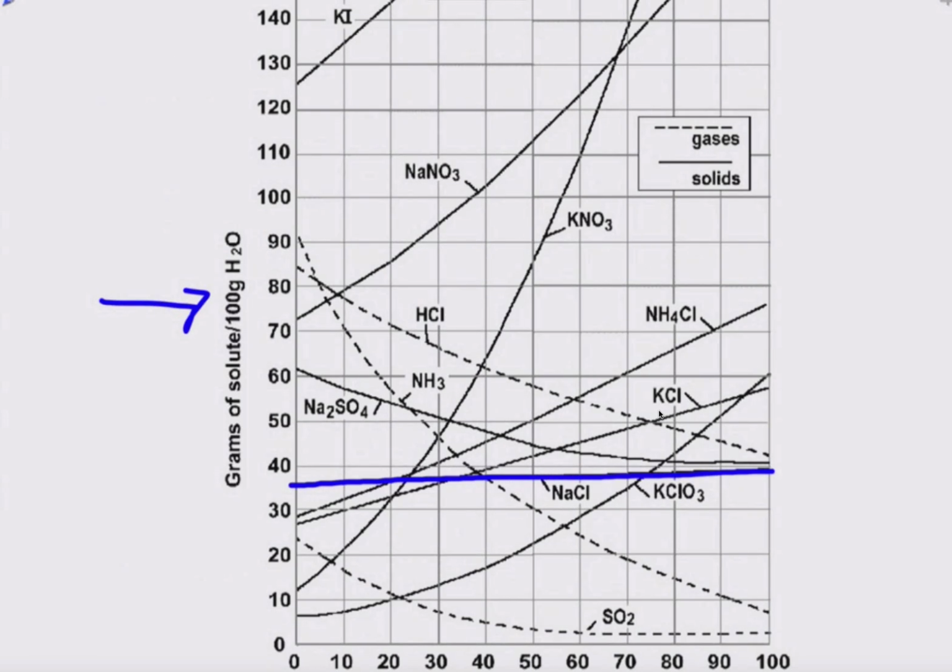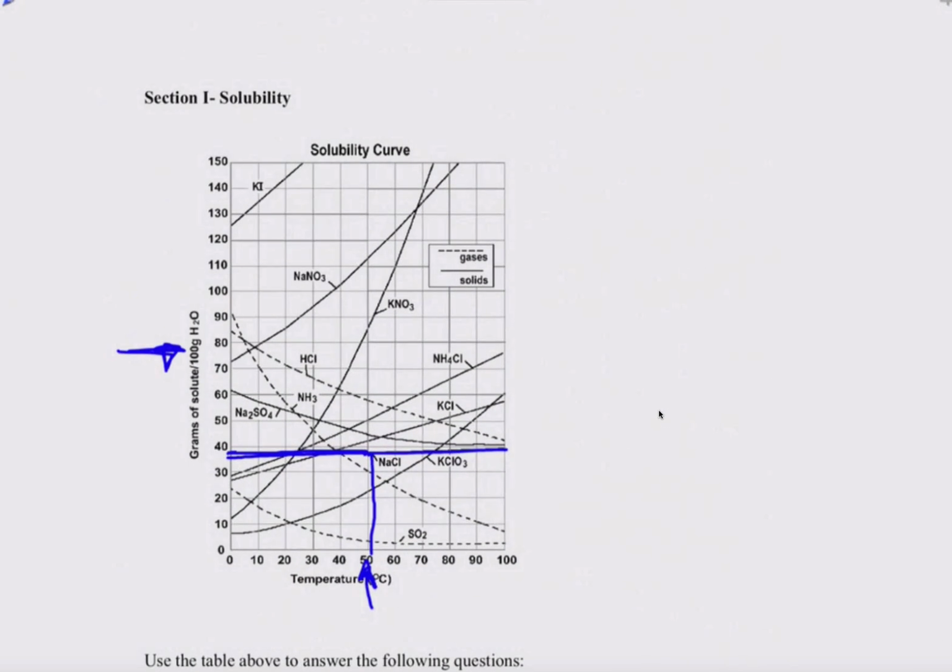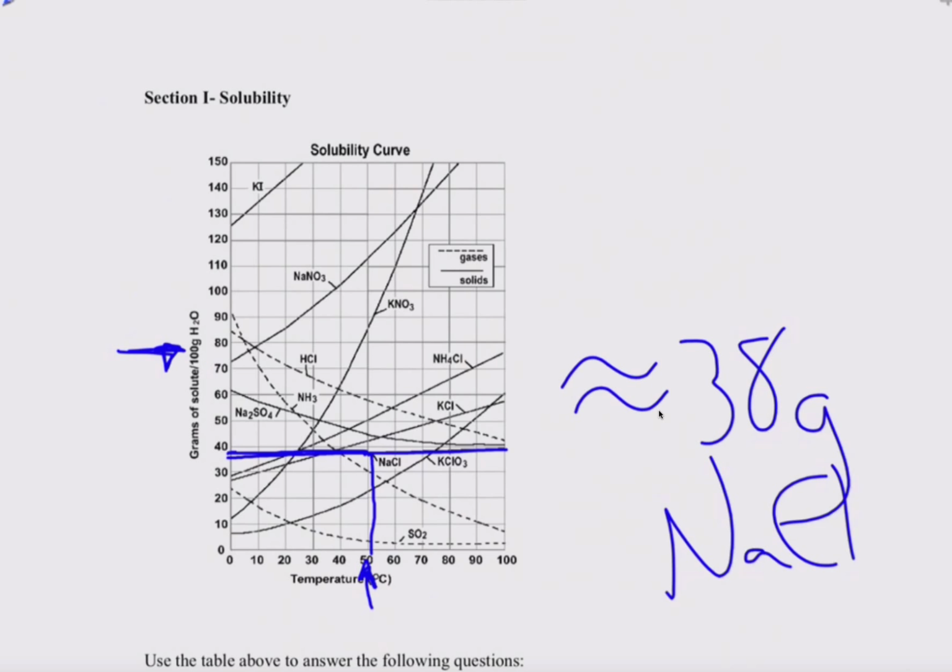Okay, so we're going to look for the point where the 50 meets that line, and then if we follow that back across over to here, it's slightly below 40. So we're going to say at 50 degrees in 100 grams of water, we could dissolve roughly 38 grams of NaCl. Okay, that's a give or take, that's a guess.